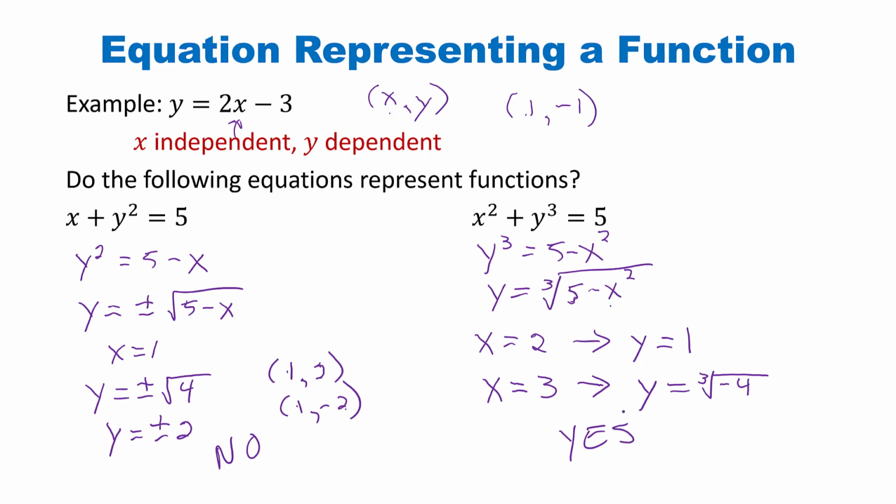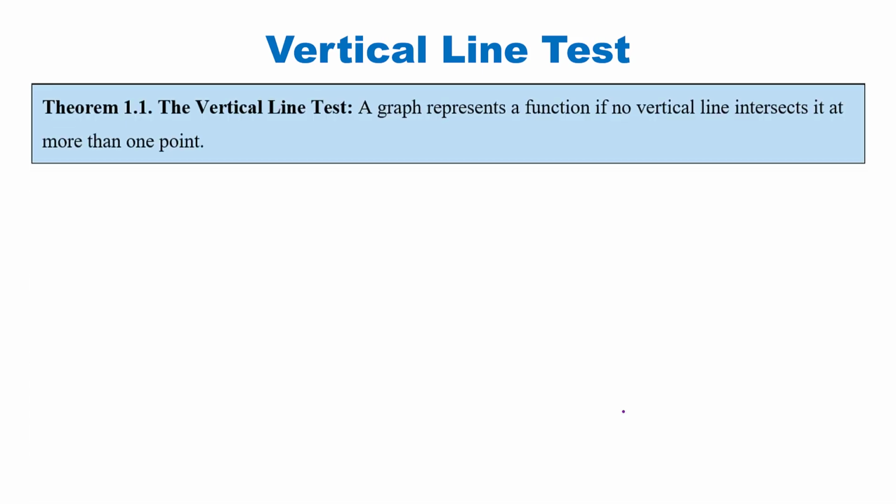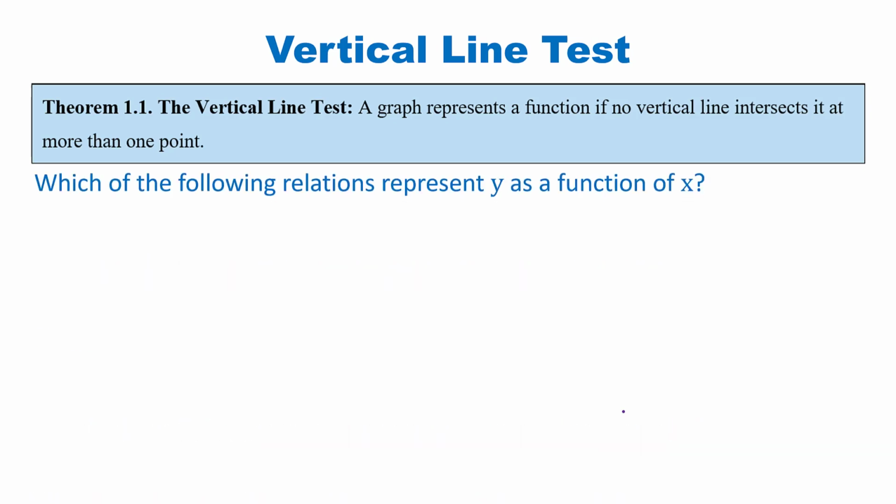Okay. And now we're going to look at the vertical line test for determining if the graph of a function, if a graph represents a function. So the vertical line test: a graph represents a function if no vertical line intersects it at more than one point. Which of the following relations represent y as a function of x? Okay, so let's start here. How do we do the vertical line test?